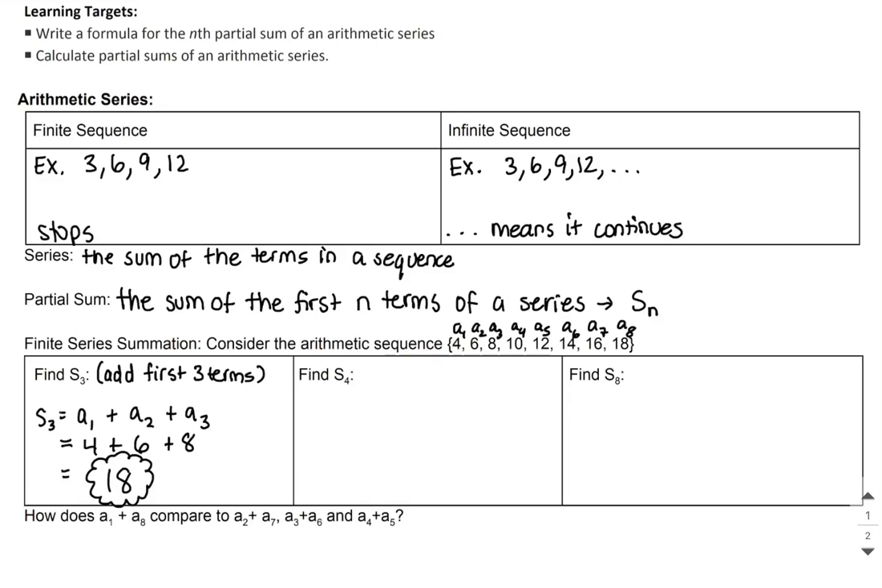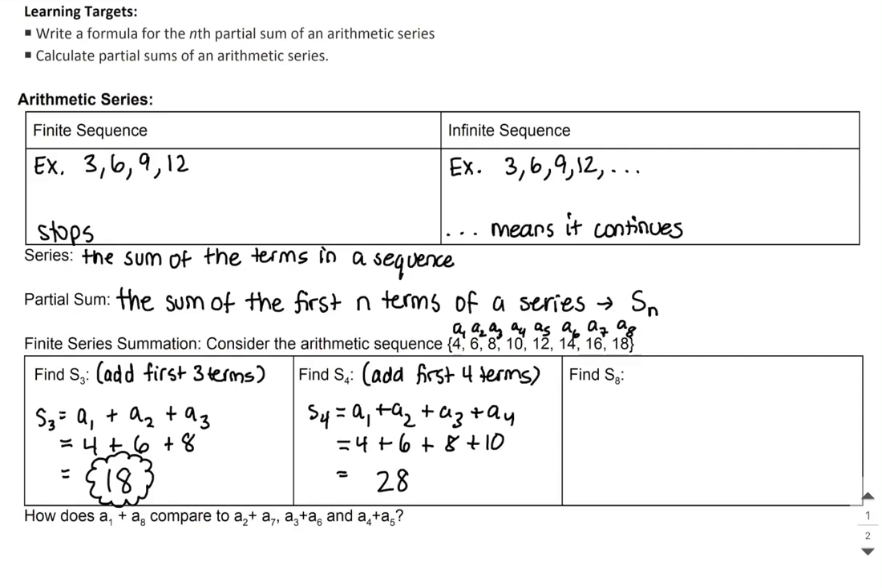For s sub 4, I'm adding the first 4 terms. And so s sub 4 I get by doing a sub 1 plus a sub 2 plus a sub 3 plus a sub 4. That's 4, 6, 8, 10. So I'm adding 4 plus 6 plus 8 plus 10. I could just add 18 plus 10, which gives me 28, since I already got s sub 3.